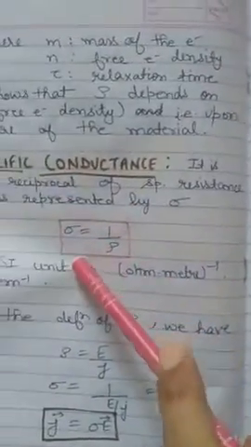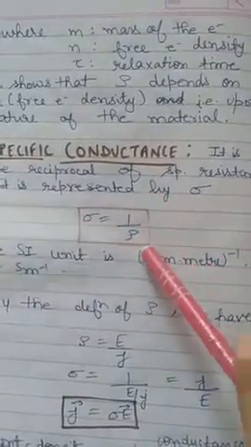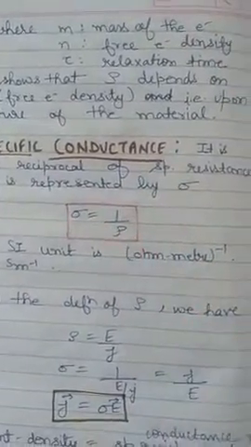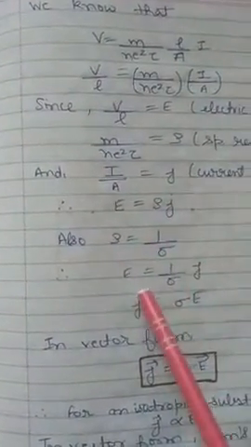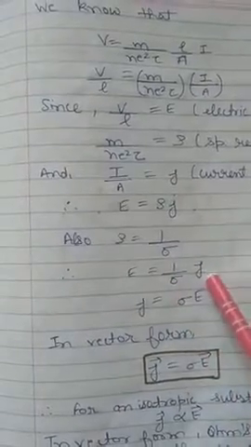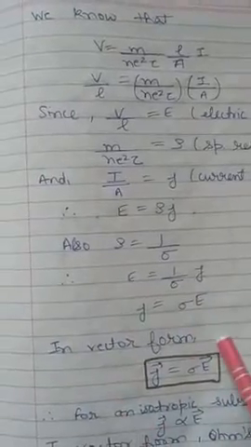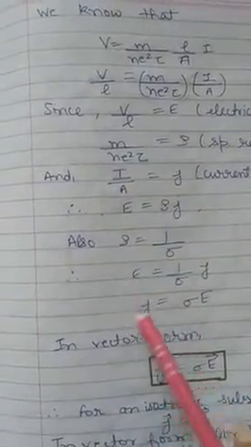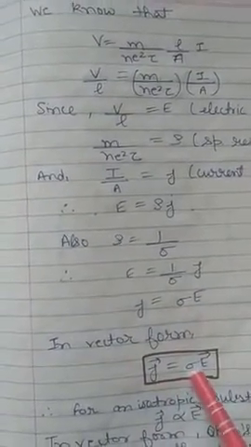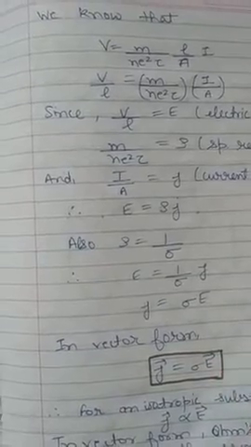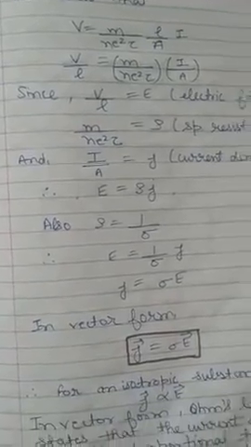Also we had seen in the last lecture that specific conductance sigma is equal to 1 by rho, so rho will become equal to 1 upon sigma. So if we place 1 upon sigma in place of rho, what do we get? E is equal to 1 upon sigma into J, and J will become equal to sigma into E. So this is your vector form. Why vector form? Because current density is a vector and electric field is a vector, so we can write J is equal to sigma into E. So this is the relation for Ohm's law in vector form, or the microscopic form of Ohm's law.